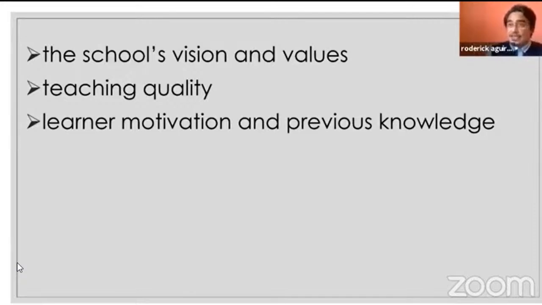These are some of the struggles that we need to face. The learner motivation, like how fast? What would be my pace? Would that change the motivation of my learners? Now, what about the previous knowledge? Am I assuming too much? All right.